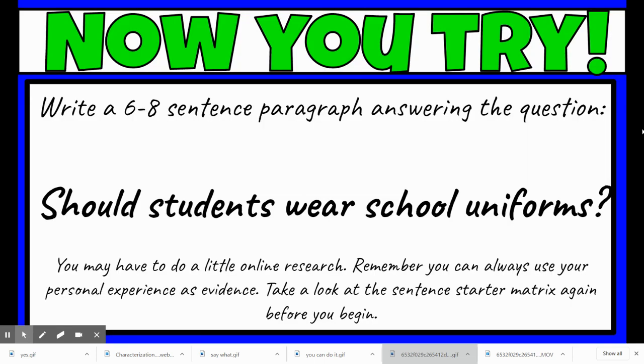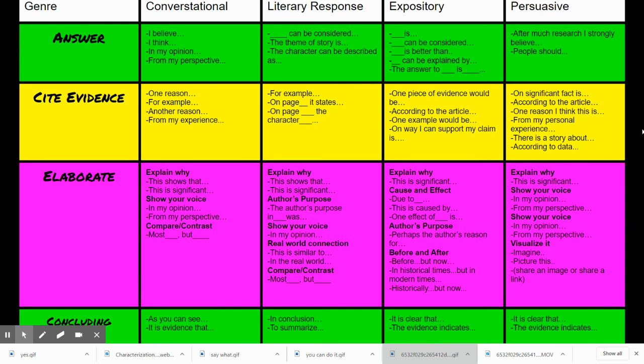Now I want you guys to try. I want you to write a 6 to 8 sentence paragraph answering the question, should students wear school uniforms? You may have to do a little online research, but remember that you could always use your personal experience as evidence. Take a look again at the sentence starter matrix before you begin. I'll show you that in just a moment. Here it is. Use these sentence starters to help you create your 6 to 8 sentence response to the question, should students wear school uniforms? Please do this now.